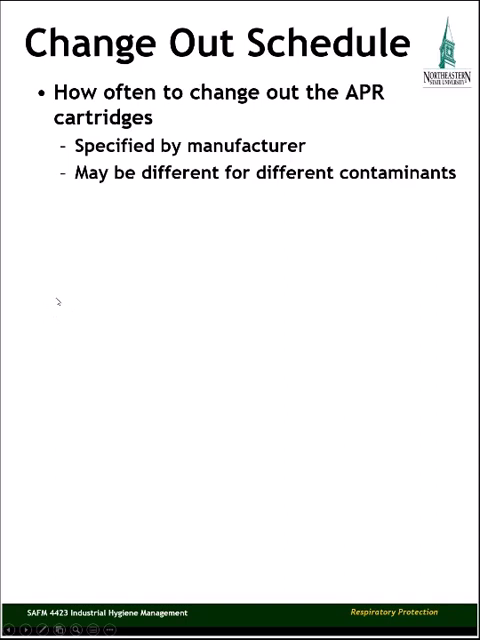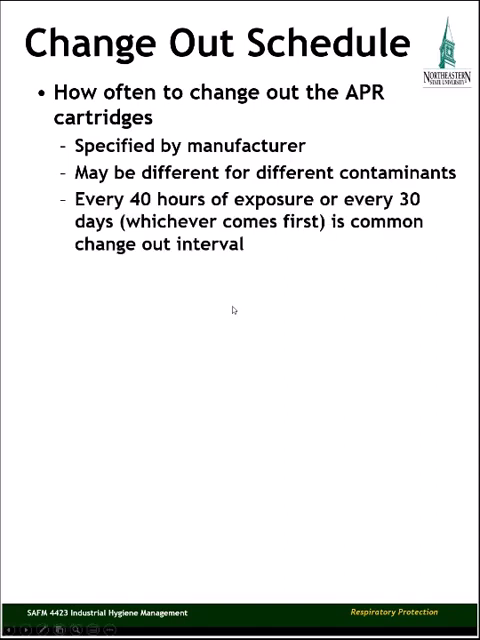Now, one unwritten rule, and be cautious with these unwritten rules, because it may not apply to every situation: every 40 hours of exposure or every 30 days, whichever comes first. This is a common change-out interval for the chemical cartridges, and you can apply it to particulates also.